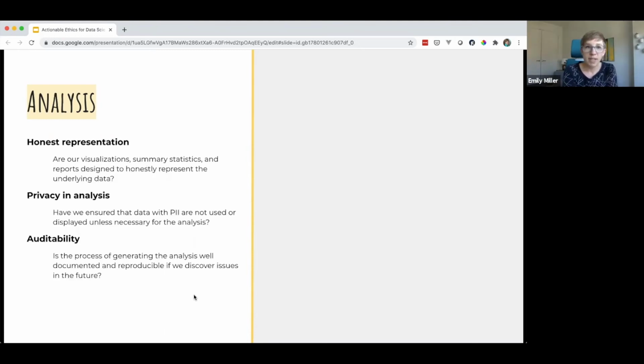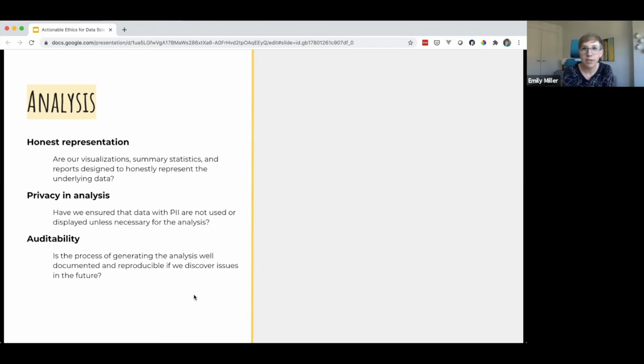So there are three other checklist items on analysis. The first is honest representation. I love a good data visualization. I think they are a lot more exciting than tables, and they can be a really powerful communication tool. But for those who build data visualizations, they have great power as well as great responsibility. So here we need to think through: are our visualizations, our summary statistics, and the reports that we design honestly representing the underlying data?